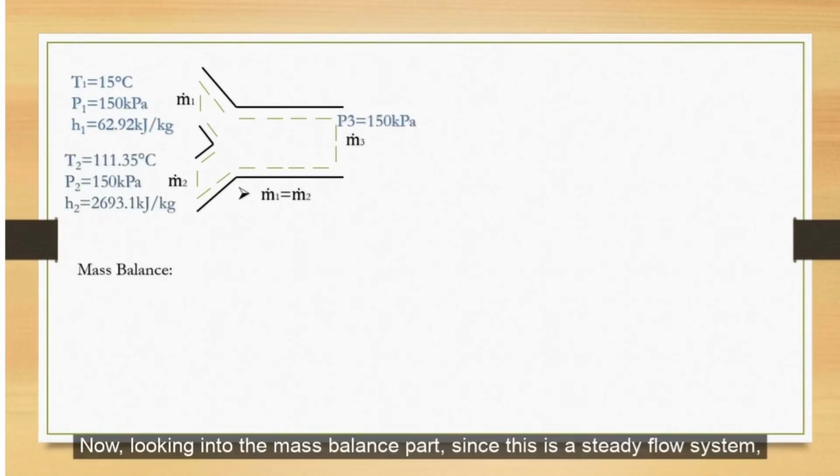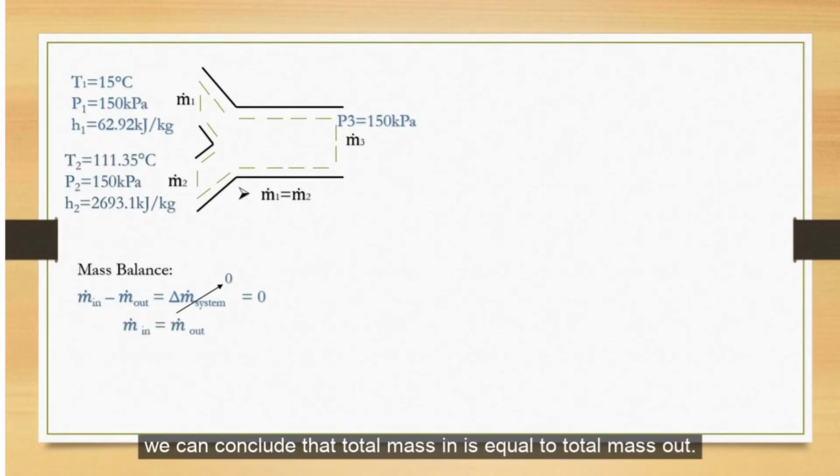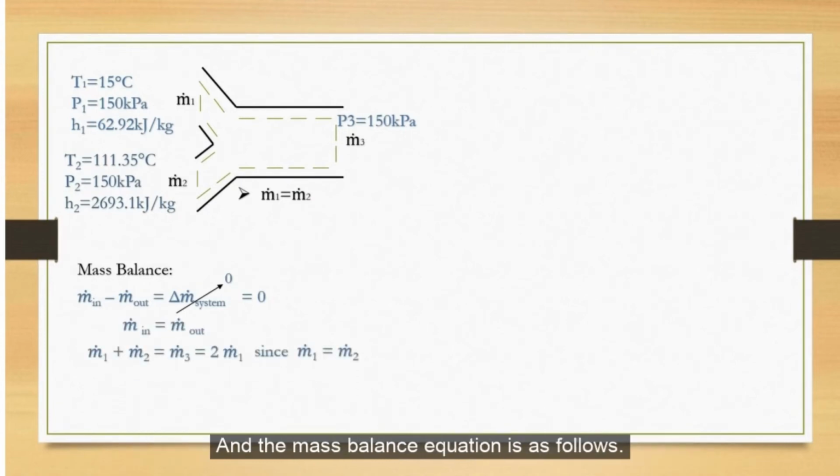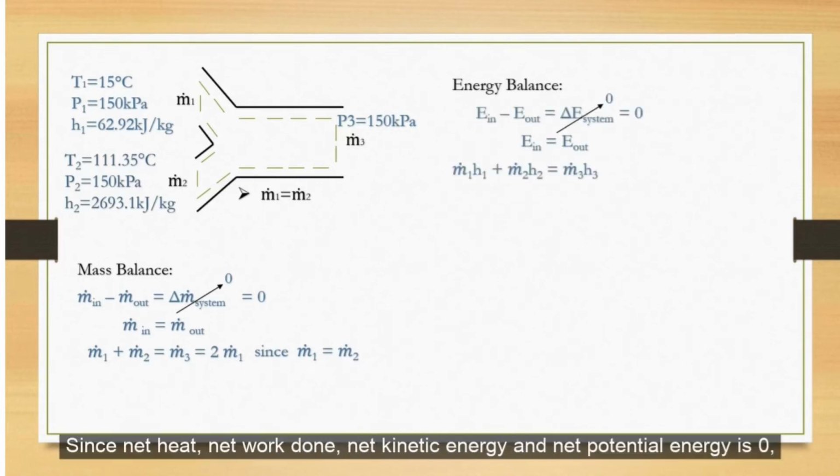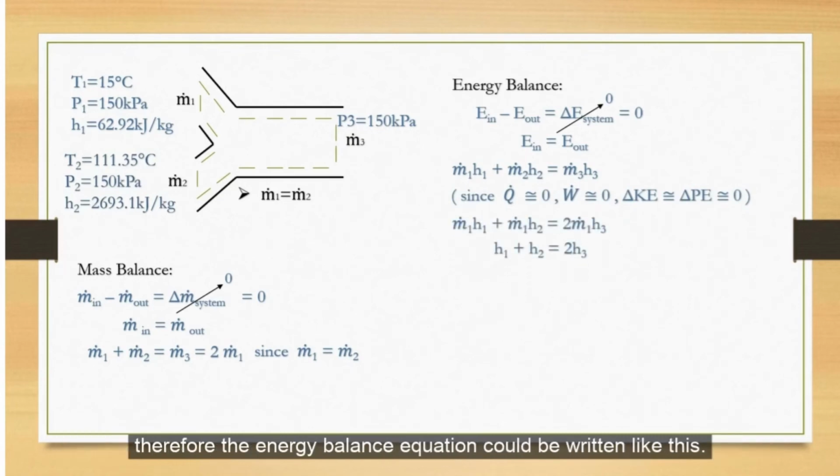Now, looking into the mass balance part, since this is a steady flow system, we can conclude that the total mass in is equal to total mass out. And the mass balance equation is as follows. For the energy balance part, total energy in is equal to total energy out, as it is a steady flow system. Since net heat, net work done, net kinetic energy, and net potential energy are 0, the energy balance equation could be written like this.